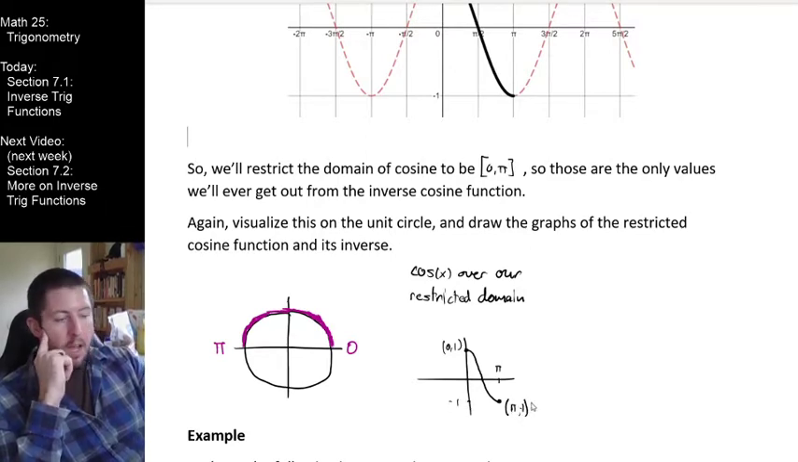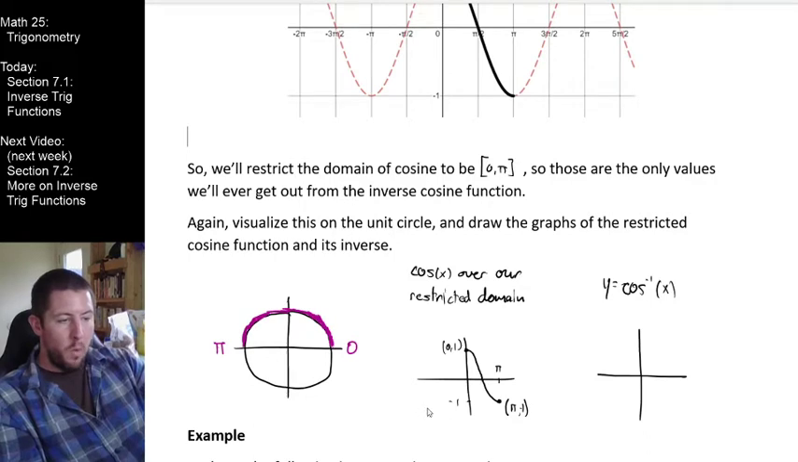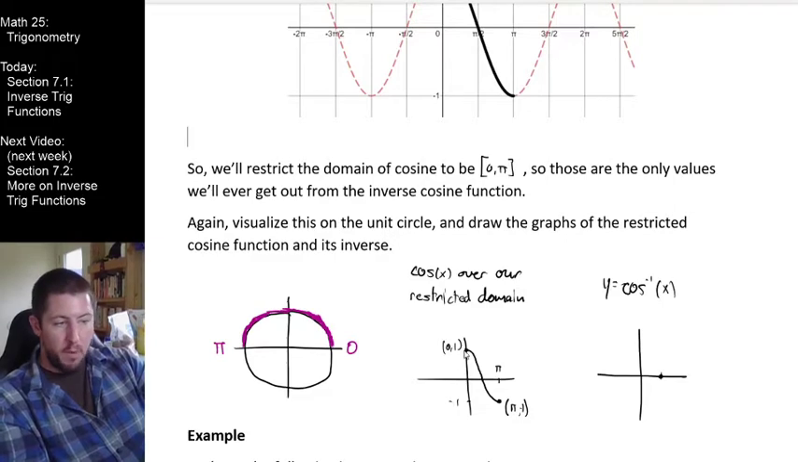Therefore, I should be able to draw my inverse cosine function by mirror imaging this guy over the line y equals x. So it seems like instead of the point 0, 1, I am interested in the point 1, 0. That's now a point on my graph. This point has been reflected over to here. The other thing I want to do is pi, -1 should become -1, pi.